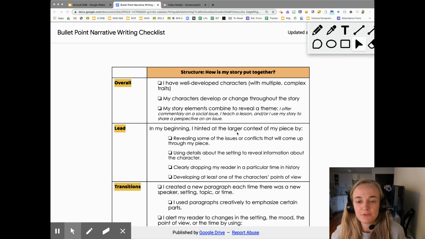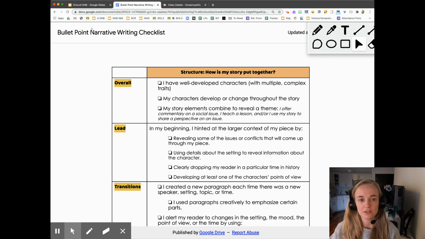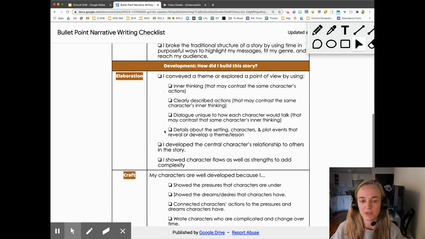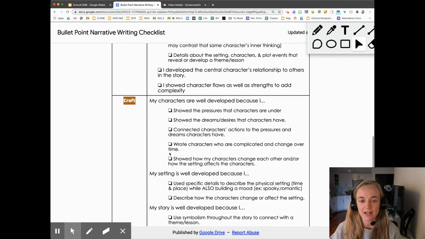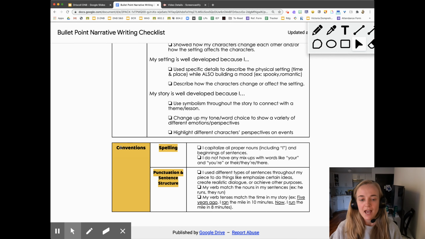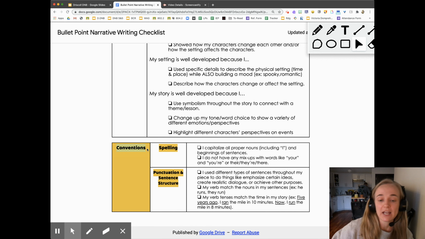So we've already kind of familiarized ourselves with this bullet points narrative writing checklist, right? And we've made our revisions in these big pieces. We've elaborated more, we've added some more craft moves and developed characters. And today we're really going to focus in on the conventions, the editing, right? And so there's two pieces to this: spelling, punctuation, sentence structure.